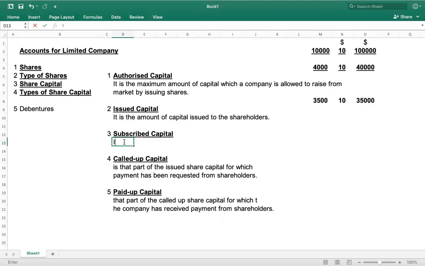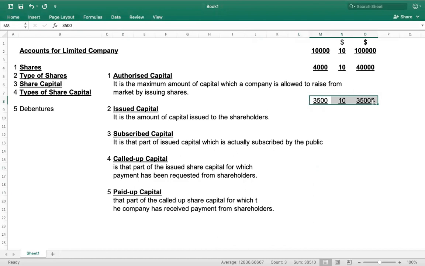So write down the definition. It is that part of issued capital which is actually subscribed by the public. Got it? Okay, now which is the next type?